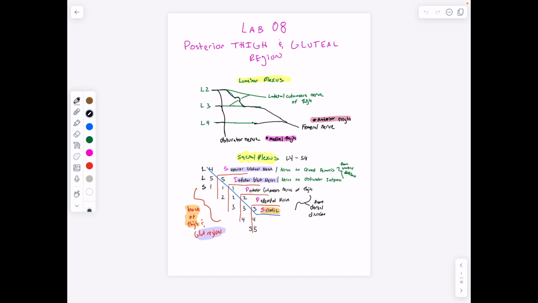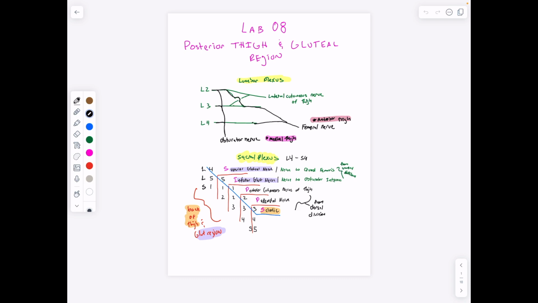Hi guys, this is our lab review of Lab 8, Posterior Thigh and Gluteal region. To start this off, we're going to look at the lumbar plexus and the sacral plexus. And so really this is looking at innervation of the gluteal region, posterior thigh, anterior thigh, and then leg and foot. And we'll expand on the leg and foot a little bit more.